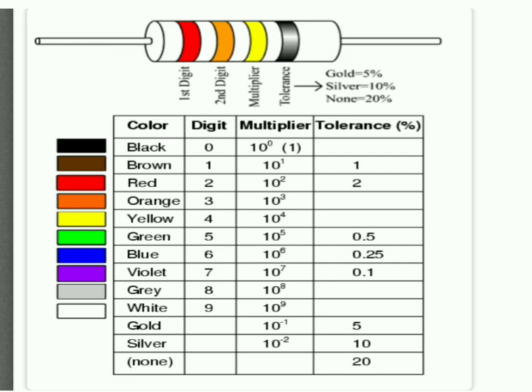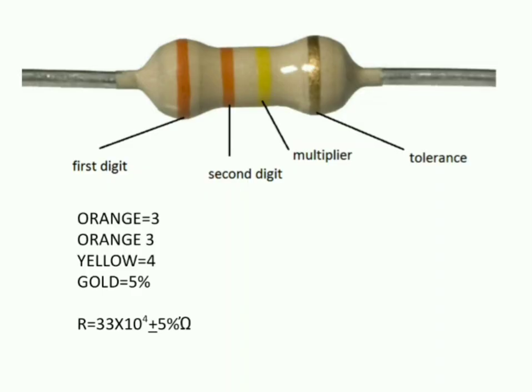Let us look into one example. This is a resistor with 4 color bands. The first 2 colors are orange and orange, next is yellow, the last one is gold. The first 3 colors give the value of resistance. The last color band, which is generally gold, silver, or no color, will give you the tolerance.